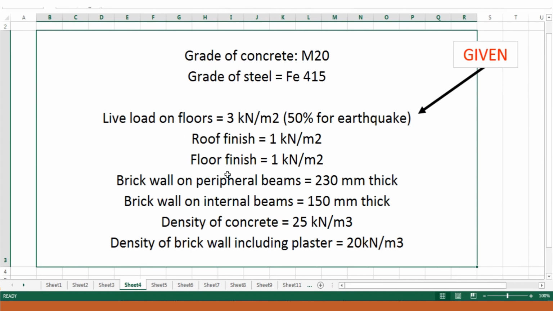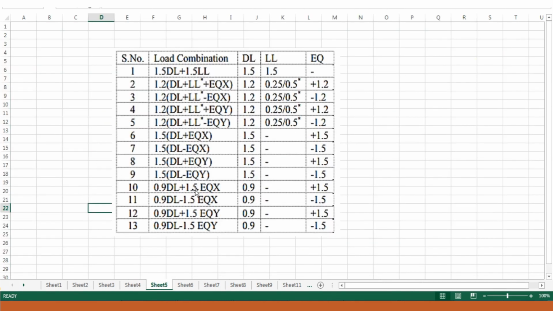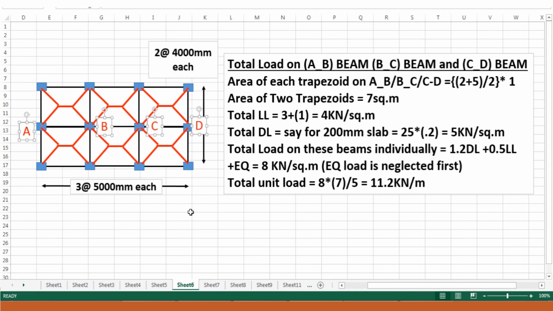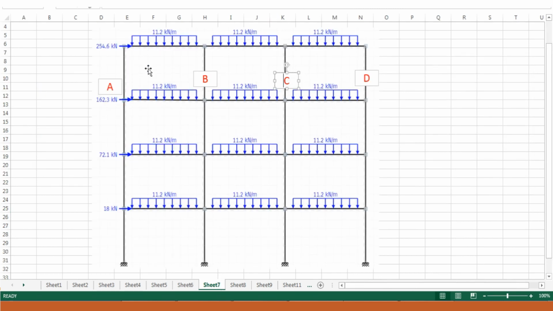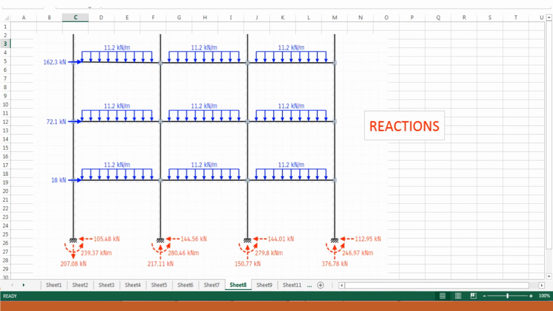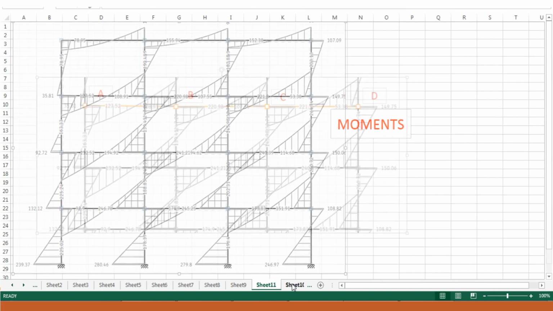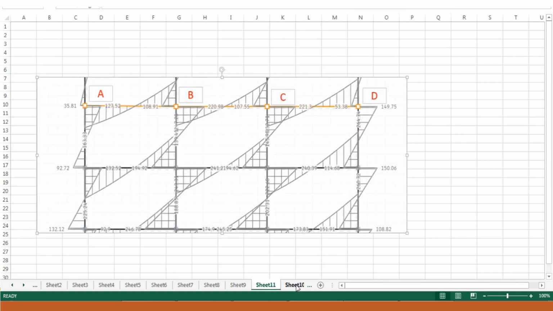The parameters of the beam structure were given to us. Finally, the load combinations were also available to us. Thereafter, the load analysis was done for beams AB, BC and CD. Now this beam was located somewhere here in the 3rd story of the building, and the load analysis was provided. The structure after analysis had these reactions, these moments, and these shear forces.